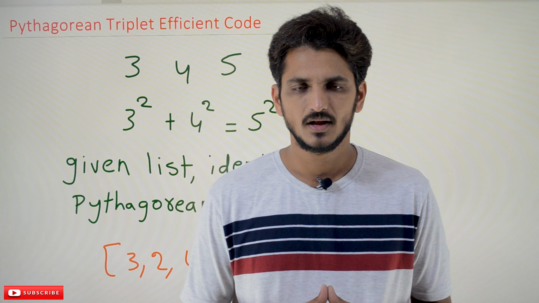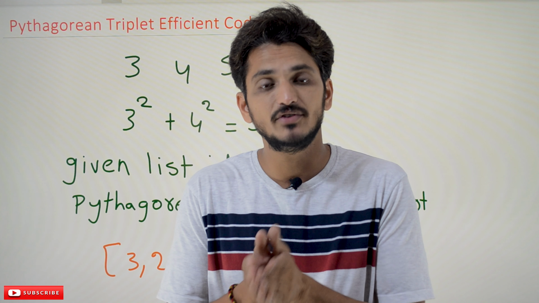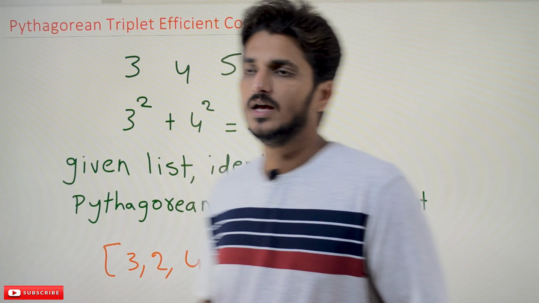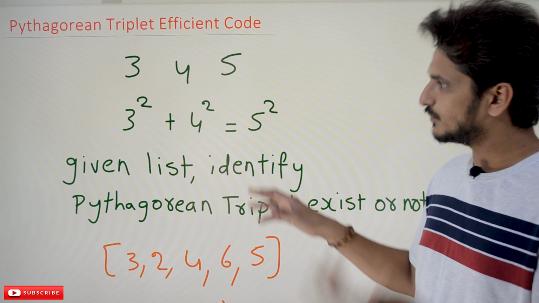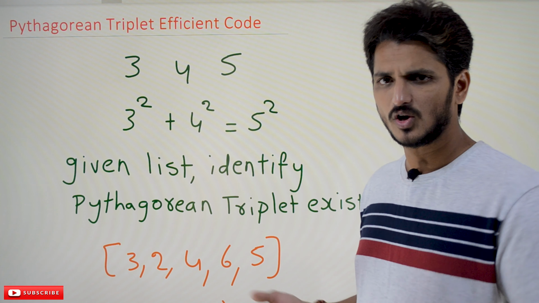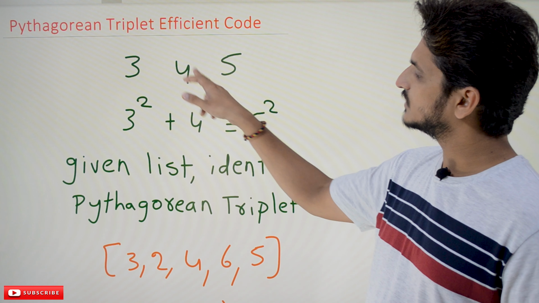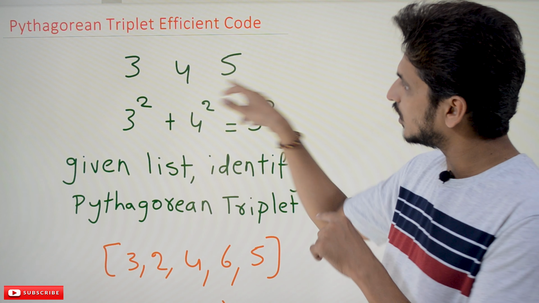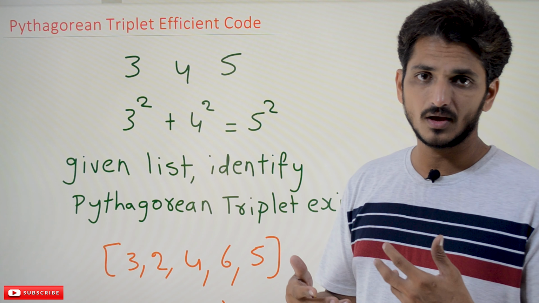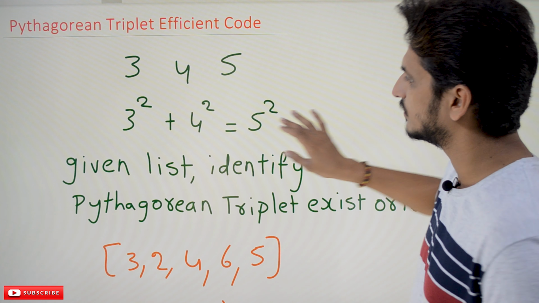I am Raghuveer. In this class, we are going to discuss Pythagoras Triplet Efficient Code. This is very simple to understand. First we will understand what Pythagoras Triplet means. From the basics of Pythagoras theorem, we already know that a square plus b square is equal to c square. So 3 square plus 4 square is equal to 5 square. This is what we call a Pythagoras triplet. These triples form the Pythagoras equation. That's why we call it a Pythagoras triplet.